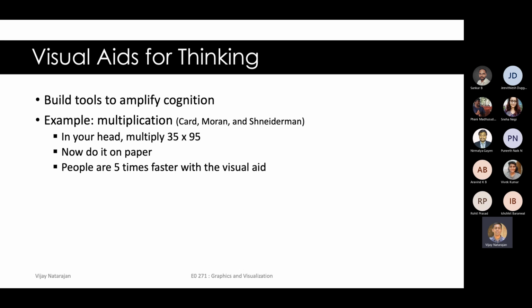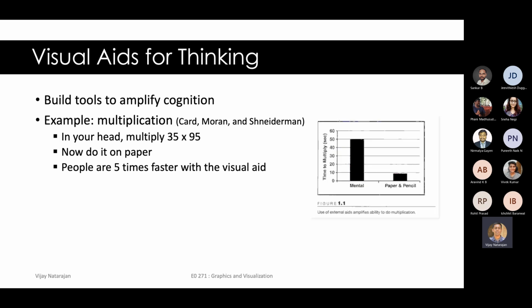So these are pioneers in this domain: Stuart Card, Moran, and Ben Schneiderman. They ran this experiment on a collection of individuals. I think some of them were students, some of them were adults. They asked them to run this multiplication in their head, and then do the same thing on paper. Of course, they give a different pair of two-digit numbers.